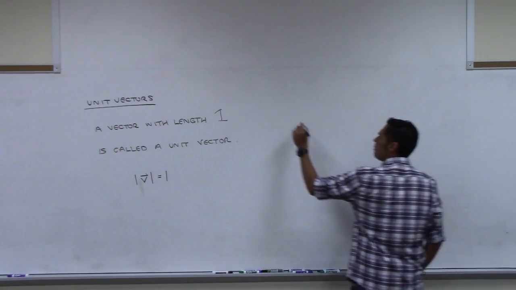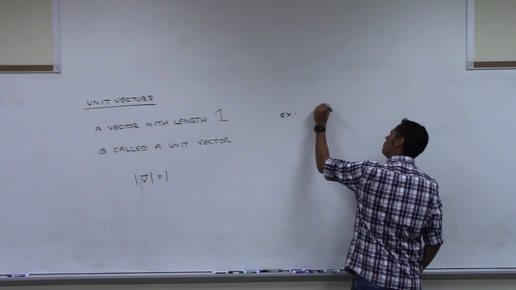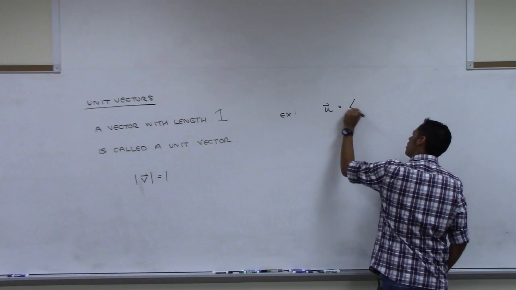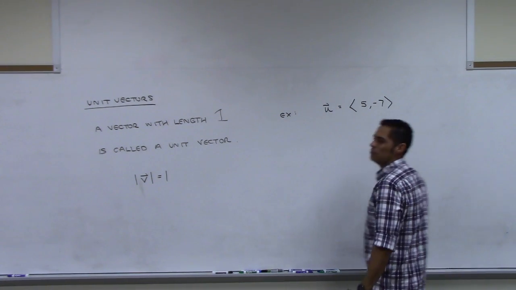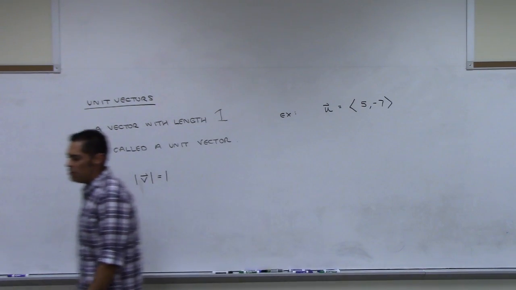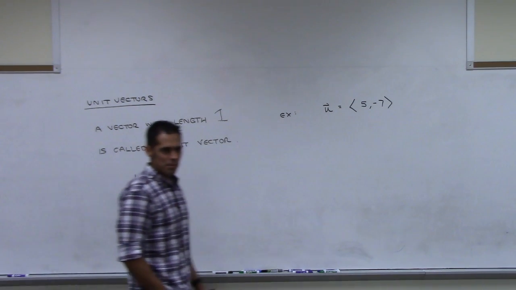So let's do an example here. Let's say we have a vector u, which is the vector 5, -7. Is that a unit vector? No. Probably not, right? I mean, it seems pretty long.